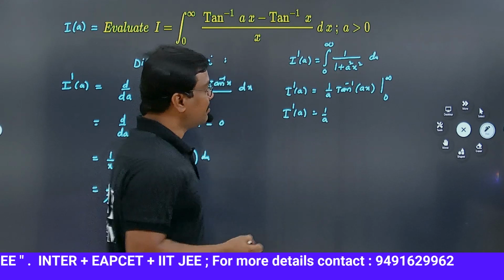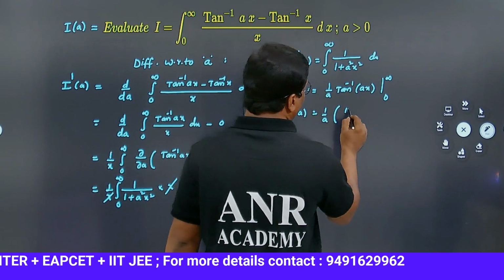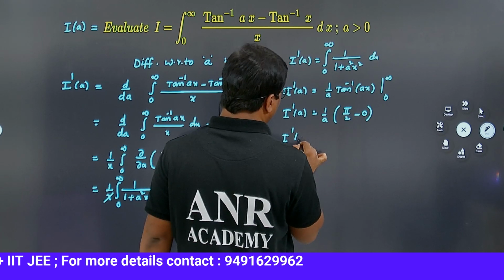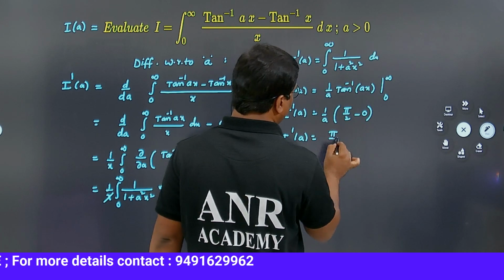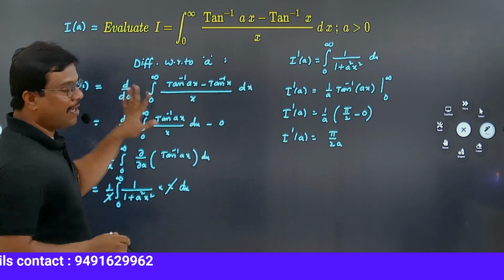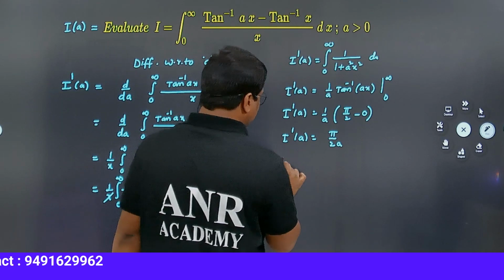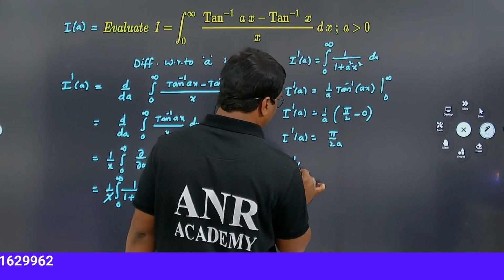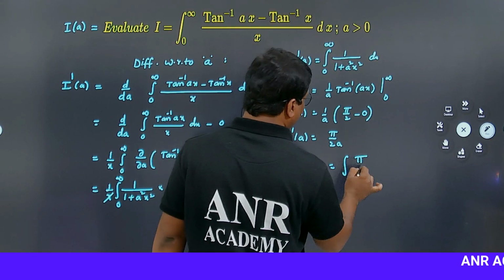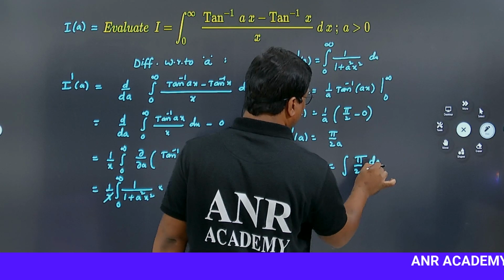Applying limits, what do we get? Tan inverse infinity is pi by 2, tan inverse 0 is 0. So I dash of a we got is pi by 2a. To get I of a, I am going to integrate on both sides. Integral of I dash of a dA equals integral of pi by 2a dA.